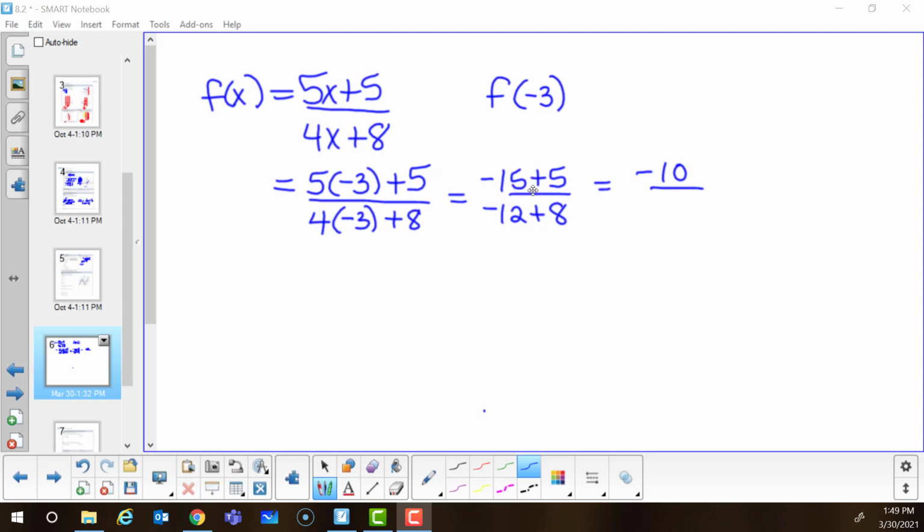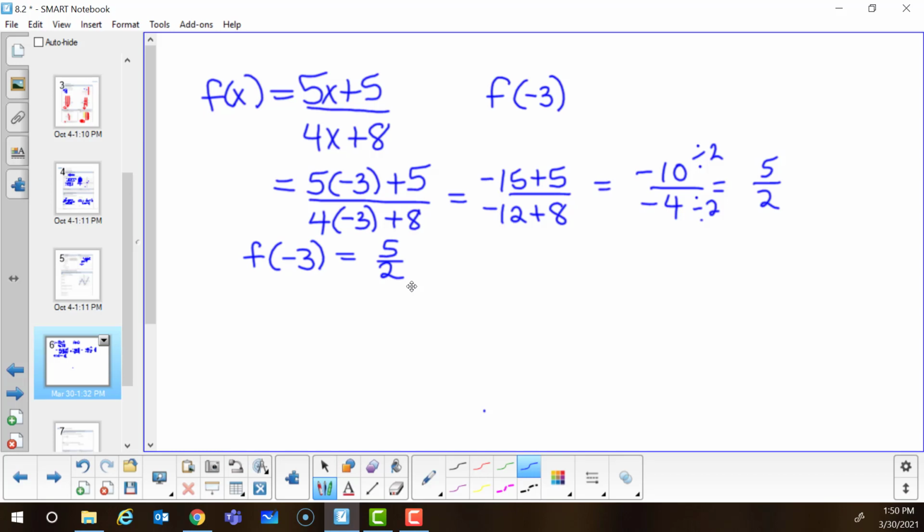So negative 15 plus 10, plus 5 would be negative 10. I'm kind of flustered right now. Negative 12 plus 8 would give me negative 4. And so we're going to reduce that. The two negatives would cancel, and then it would divide by 2's. So I would end up with 5 over 2. So that means that f of negative 3 equals 5 over 2.